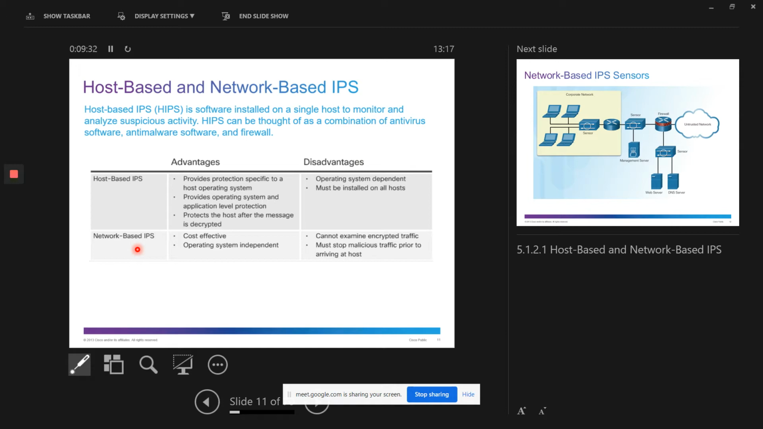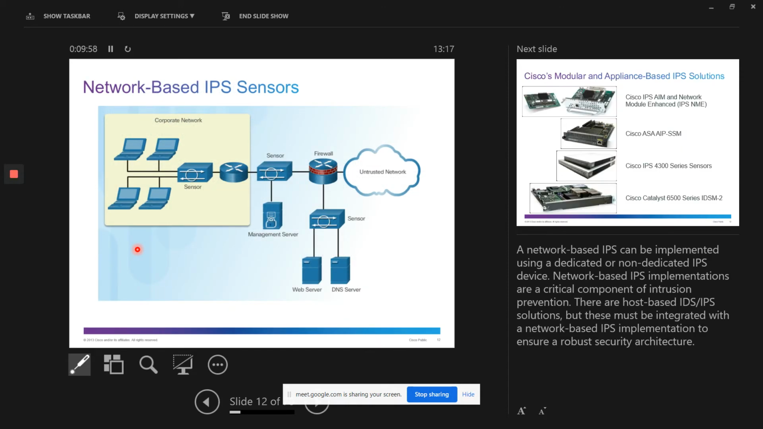Then the other type is network-based IPS. They are cost-effective and operating system independent as well, which is the issue with host-based. They cannot examine encrypted traffic, which is one of the drawbacks, and they must stop the malicious traffic prior to arriving at the host. This is again one of the disadvantages of network-based IPS.